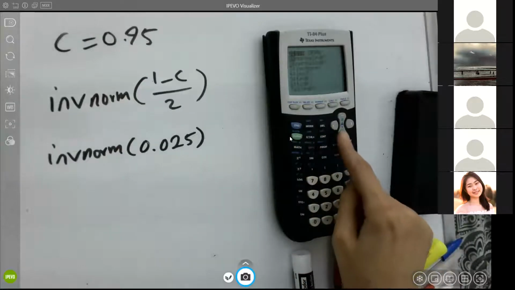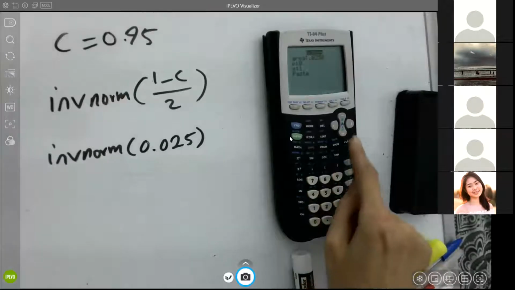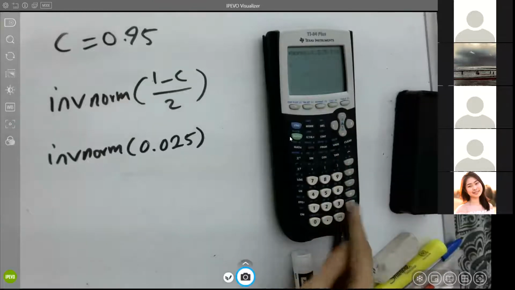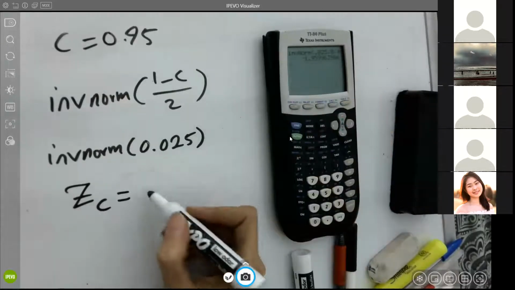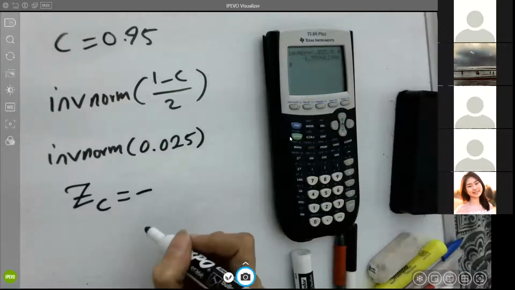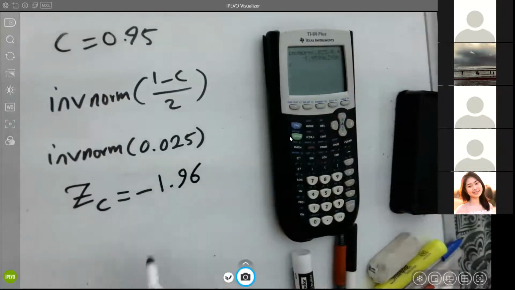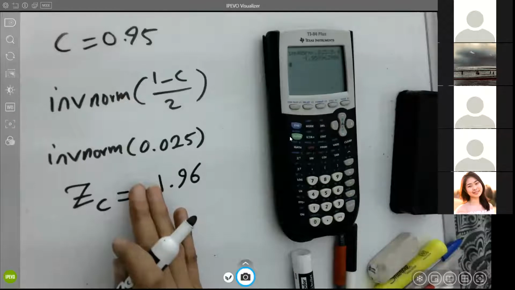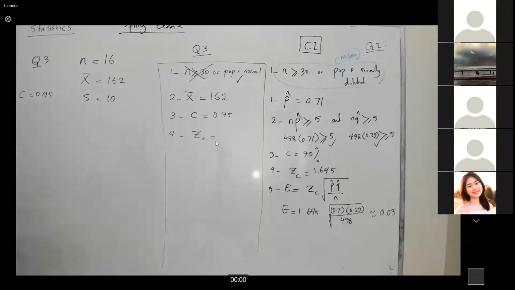So ZC, let's use our calculator. Second, Mars, inverse norm, 0.025, mean is 0, standard deviation is 1. And here we're waiting for our ZC. ZC here is given as a negative number, so you can copy down the negative number on the left-hand side, 1.96. But when we're using our margin of error, we ignore this negative sign. 1.96.